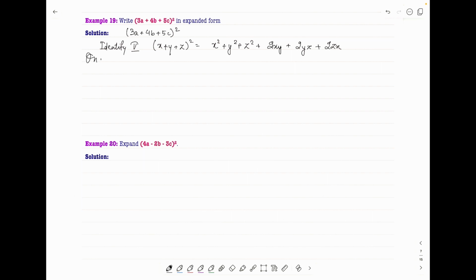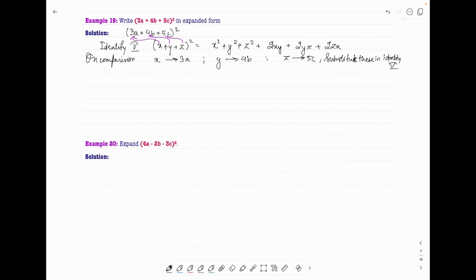So on comparison of the question and the identity, you are going to see that instead of x there is 3a, instead of y there is 4b, and instead of z there is 5c. So x is 3a, y is 4b, z is 5c. So substitute these in identity 5.